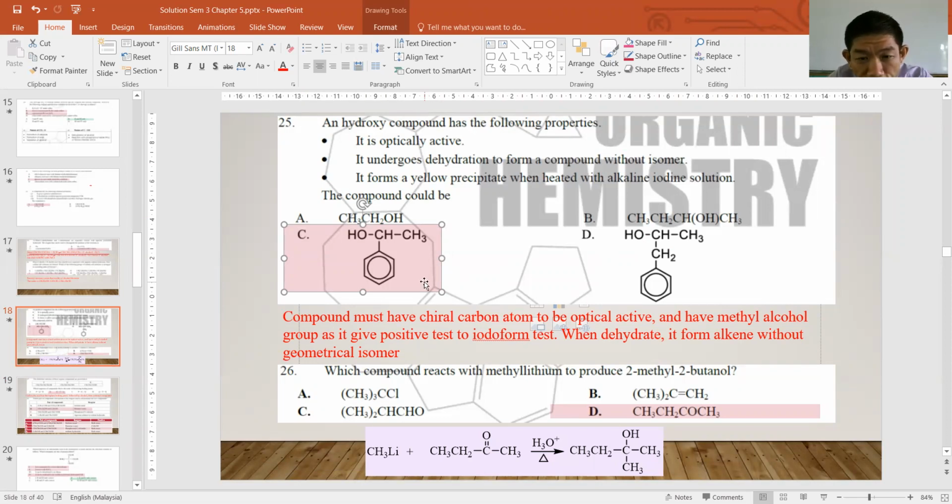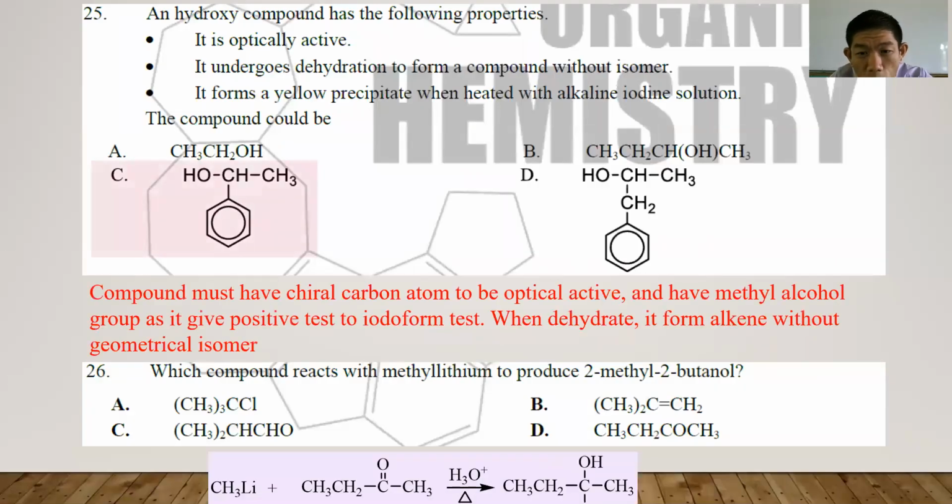Okay, then number 26, which of the following methyl lithium will produce 2-methyl-butanol? So you require a tertiary alcohol. This Grignard reagent reacts with a ketone to give a tertiary alcohol. So the best answer here is not B.